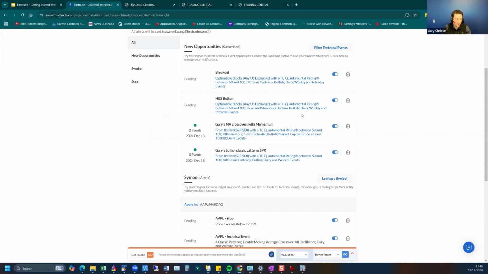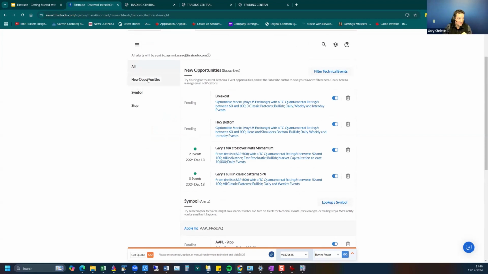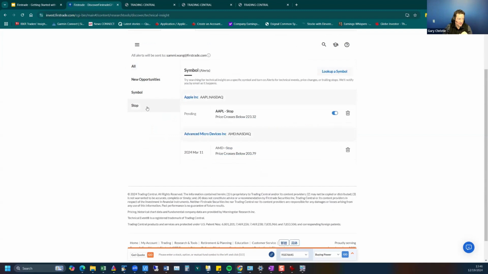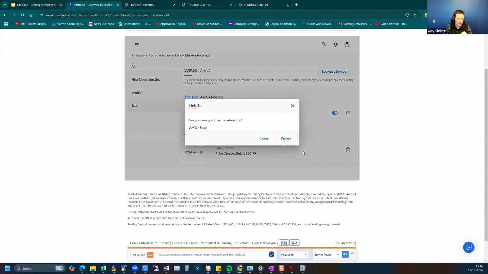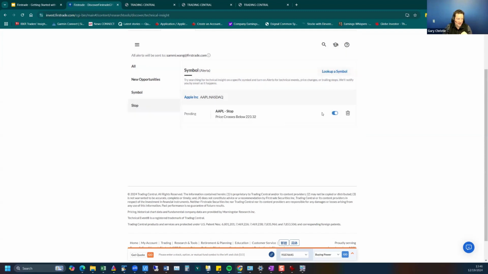Now we have a bunch here right now, right? I can activate or deactivate them. Okay, you can see the lists, right? I have a stop. If I click on stops, I used to have one on AMD that's expired. I can delete it now. I have one on Apple I just made today. I can activate it or deactivate it.